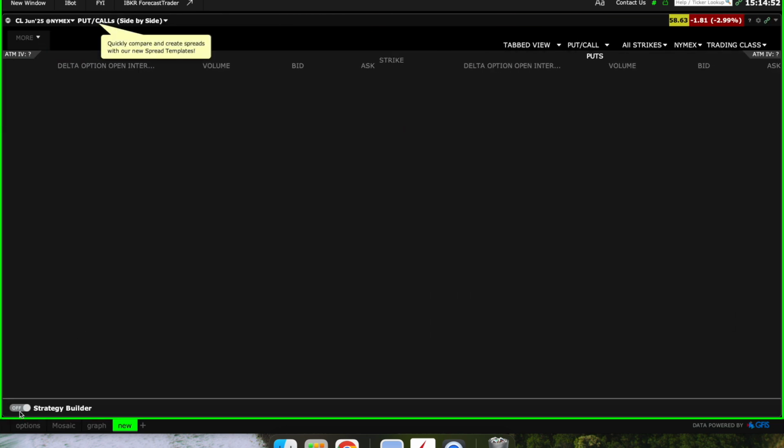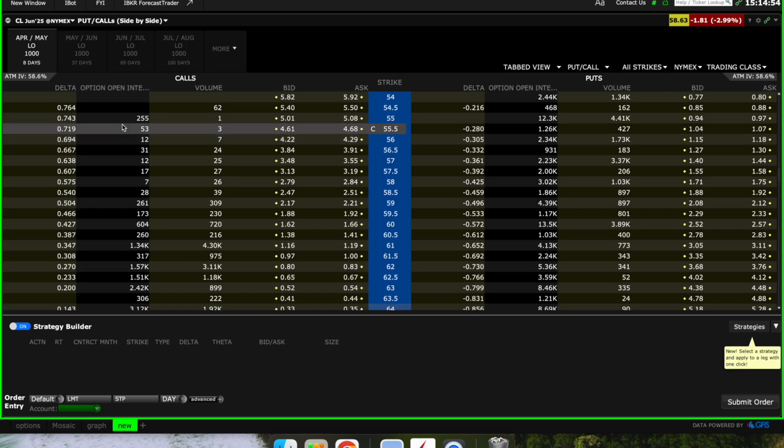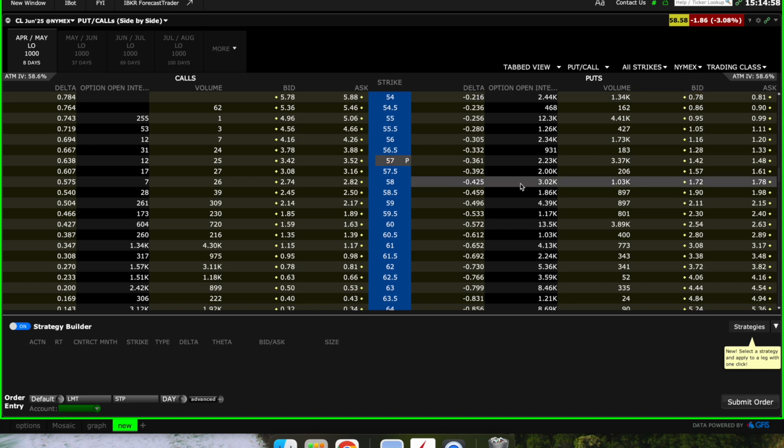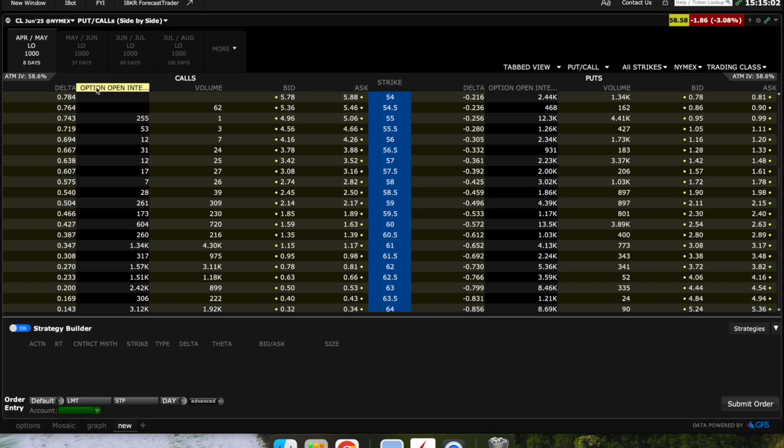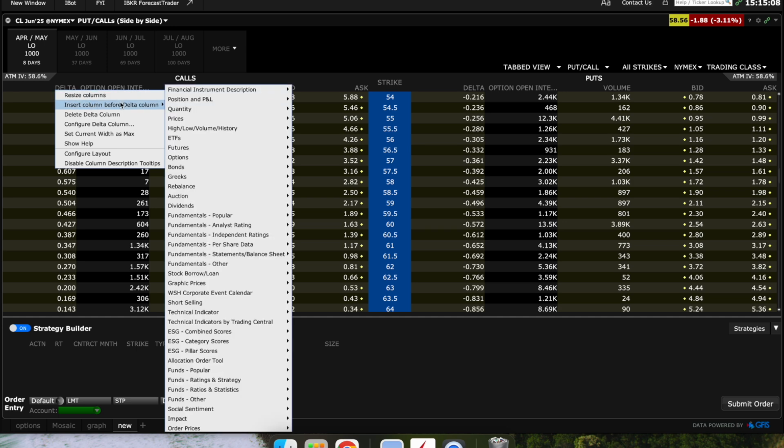I'm going to put it to full size. I already have everything that I need set up. Let's lock it, save changes. And the way you can add delta, volume, bid and ask, or whatever you might need, is you just right click and you go insert column.